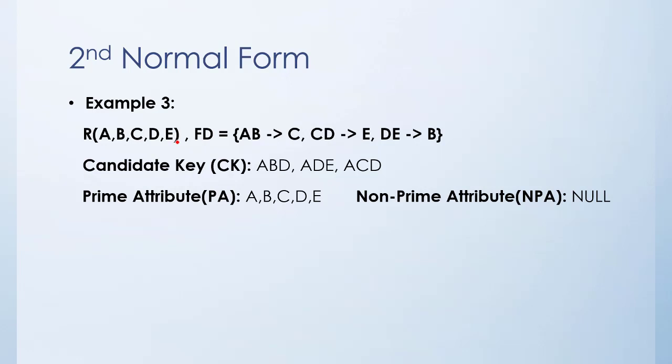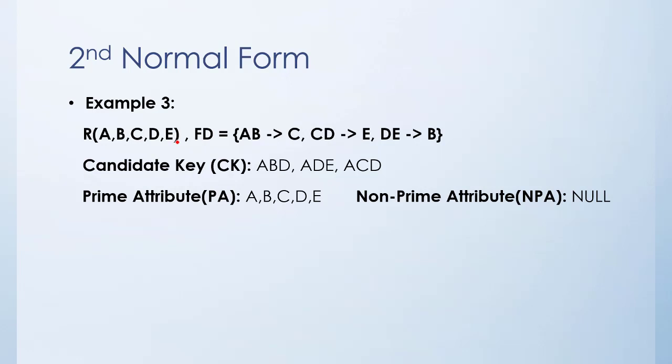Similarly, if we consider A with C, then we are going to get only AC. But if we include D within it, we are going to get A, C, and from CD we are going to get E, and as we are getting D and E, we are going to get B also. So ACD can be a potential candidate key, and AC is not a candidate key and AD is not a candidate key. So ACD is one of the candidate keys.